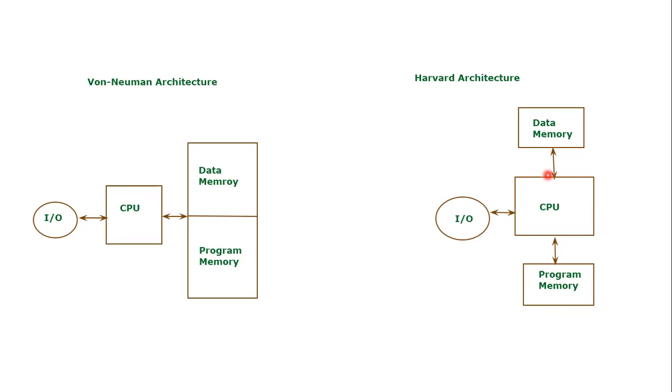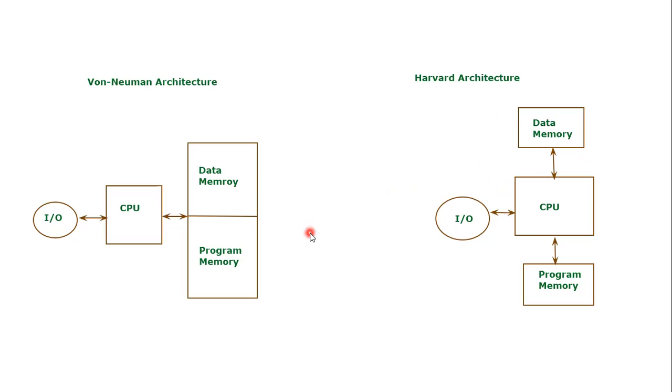So in Harvard architecture, data memory is physically separate from program memory, right? So you can see in this chart or in this diagram that data memory is a totally different way, and program memory is a totally different way, right? So if CPU needs to fetch information from instructions, it will go to program memory. And if CPU wants to store some information, it will go to data memory, right? So this is Harvard architecture.